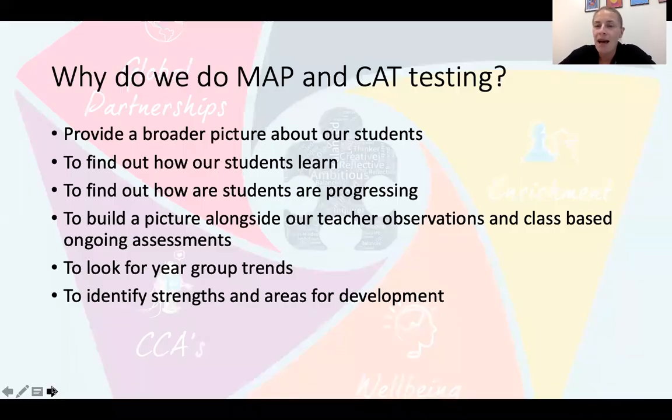So why do we do MAP and CAT testing? We do these because they provide a broader picture about our students. The CAT test tells us about how our students learn, and the MAP progress test tells us about how our students are progressing and making progress. And these both build a picture alongside those teacher observations that are happening every day and class-based ongoing assessments that the teachers are doing to get to know your child and our students even better. We look for year group trends across the patterns, and we're also identifying strengths and areas for development, next steps and targets for the children.